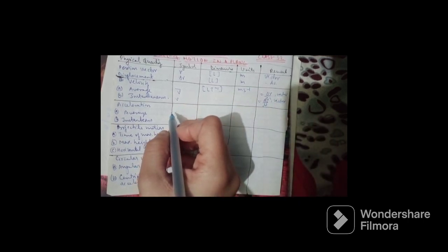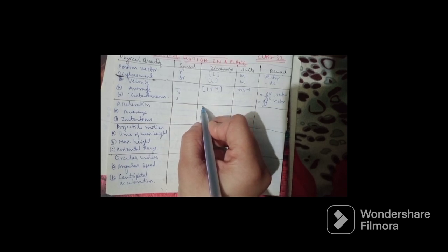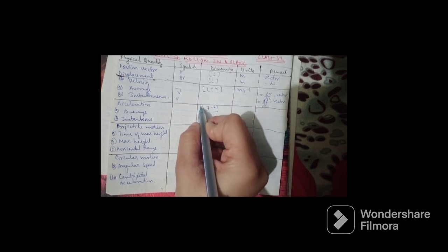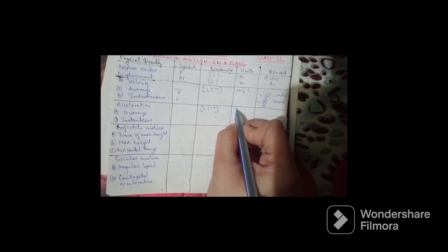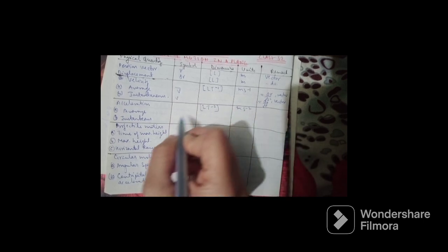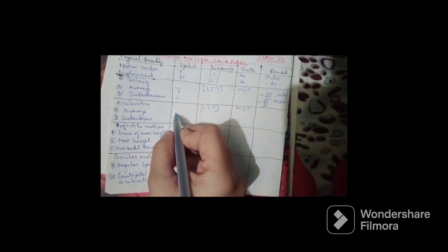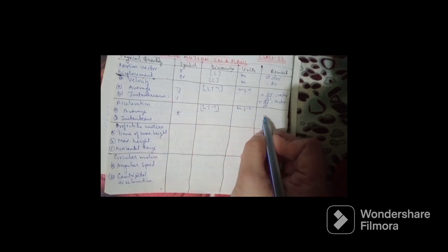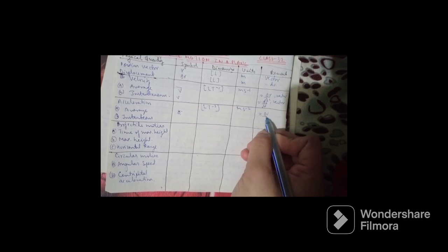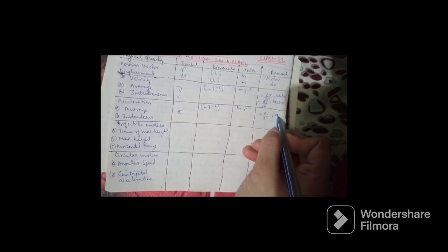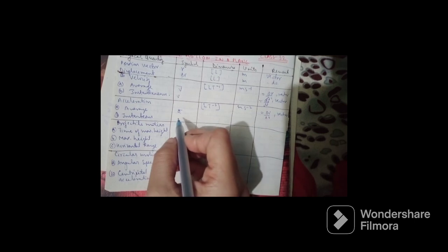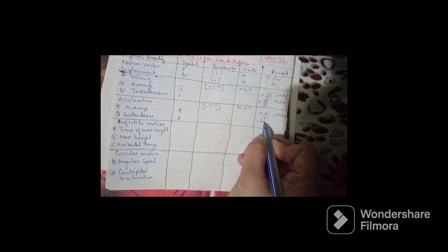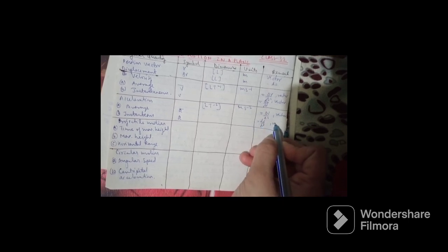For acceleration, the dimension is LT^-2, LT inverse square. The unit is meter second inverse square. Now for average, the symbol is A bar, with these units and dimensions. It is delta V by delta t, which is a vector. For instantaneous, it is A, dV by dt, which is a vector.